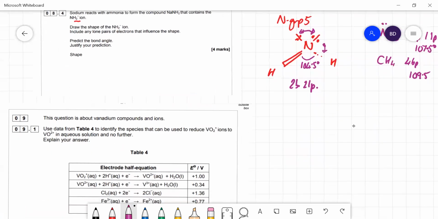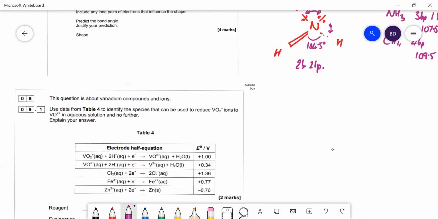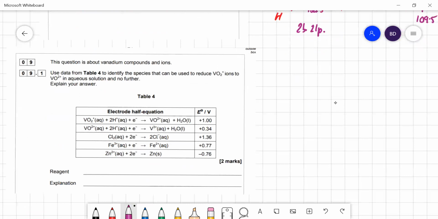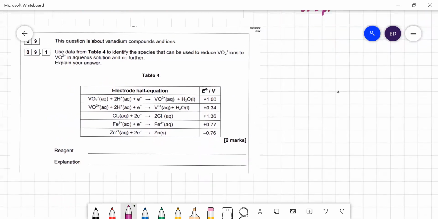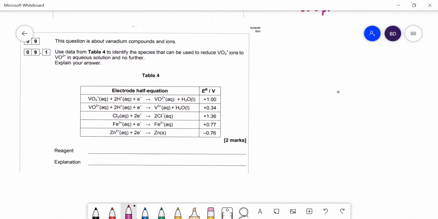So it's question 9, all right? It's about vanadium chemistry and electrode potentials. Identify the species that can be used to reduce the dioxovanadium ion there to the VO2 plus ion. So which equation are we interested in here? We are interested in this one, and we want to be able to push this one forwards. In other words, we want to make it accept electrons.